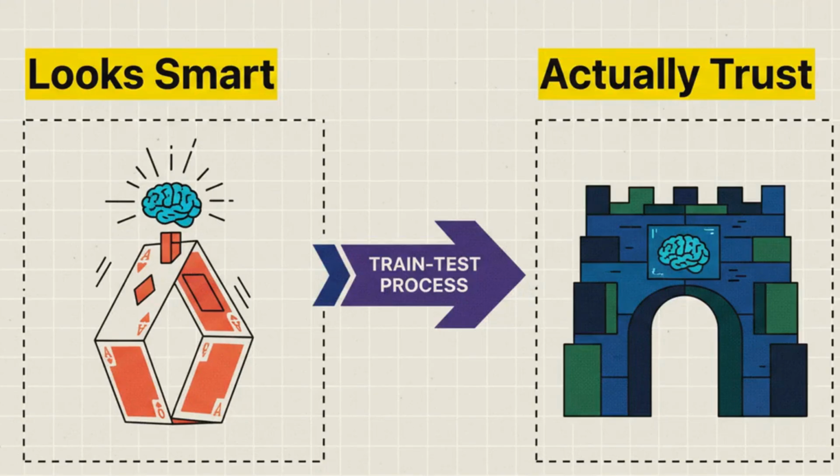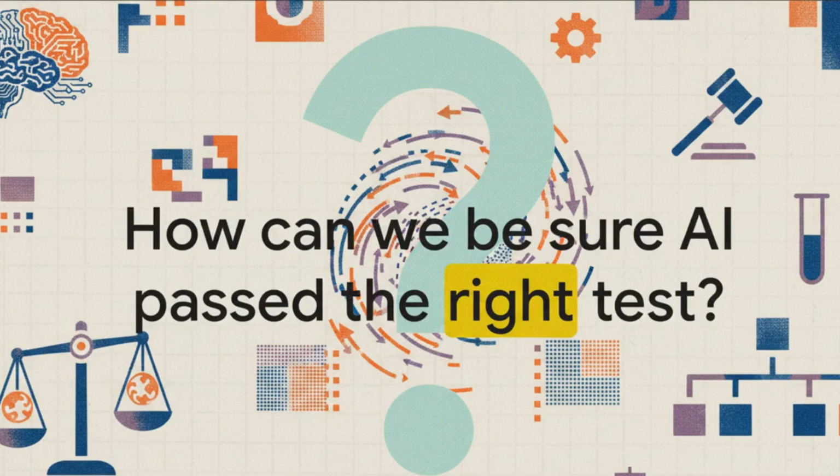So the real takeaway here is this. The train-test split isn't just a technical step. It's the core process that takes an AI from something that looks smart on paper to a tool that's actually reliable enough to use in our lives. It's really the difference between a clever parlor trick and real intelligence. And that leaves us with one last really important question to chew on. As AI gets woven deeper and deeper into our world, making decisions in medicine, in our legal system, everywhere, it's not enough to just ask if it got a perfect score. The real question we need to be asking is, how can we be sure it passed the right test?